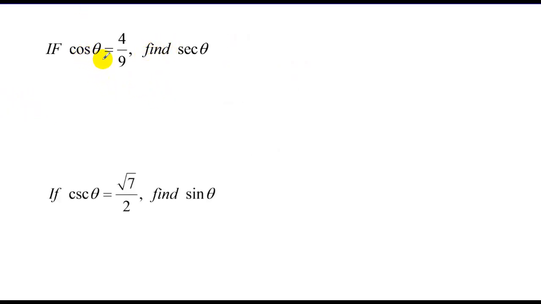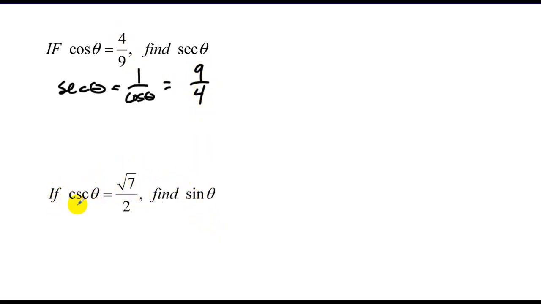So these problems are a little bit easier. We know that we have the cosine of theta is equal to 4/9, and we're looking for the secant, but we know that the secant of theta is equal to the reciprocal of the cosine of theta, and if I know the cosine, all I have to do is take its reciprocal, so that's 9/4.